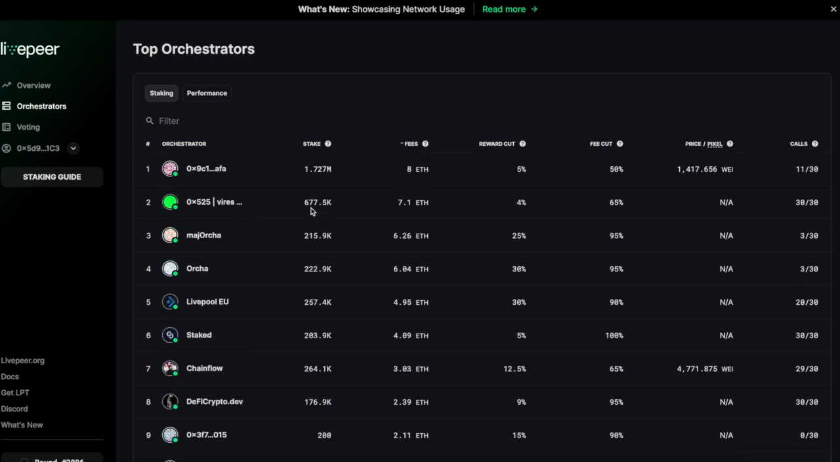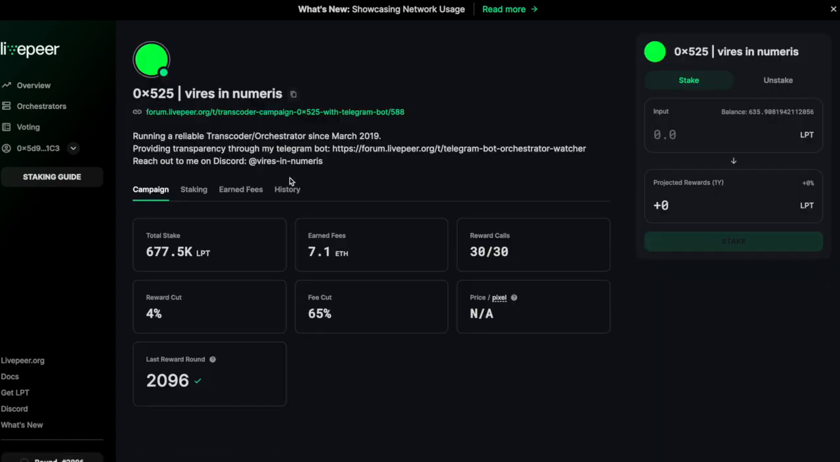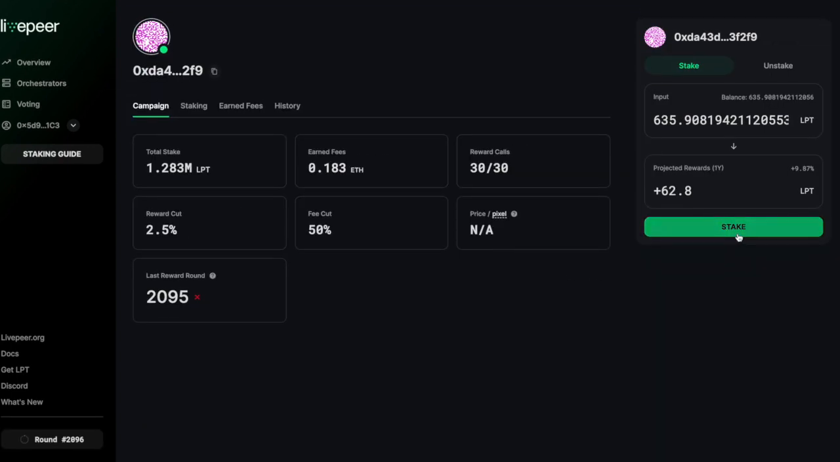Especially when you're going to be spending an Ethereum gas fee, you want to pick the right person to use. Alright, so it looks like we are going to select this guy, and we already paid the confirmation fee to confirm spending our Livepeer tokens, or staking them at least. So yeah, we're just going to go ahead and stake them.